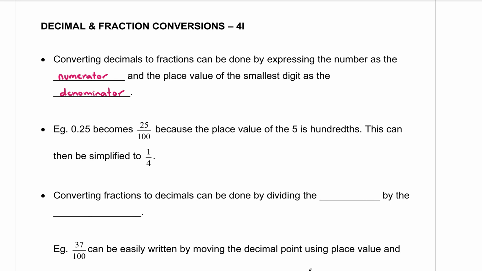To convert decimals to fractions, this can be done by expressing the number as the numerator and the place value of the smallest digit as the denominator. What that means is if I have the decimal 0.25, the 25 becomes the numerator, and because the 5 is in the place value of the hundredths, we put it over 100. So we get the fraction 25 over 100. This, of course, can be simplified by dividing the top and bottom by 25 to get the simplified fraction of a quarter.